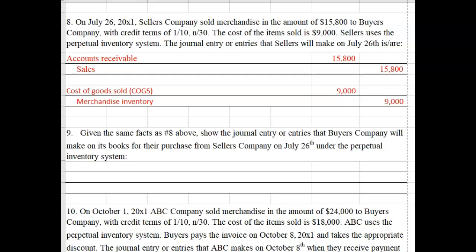Under the perpetual method, there are always 2 journal entries required to record the sale of merchandise inventory. The first journal entry is to record the sale, and the second journal entry is to record the cost of sale. So, debit accounts receivable for $15,800 and credit sales for $15,800. Then debit cost of goods sold, $9,000, and credit merchandise inventory for $9,000. Note these are 2 separate and distinct journal entries.